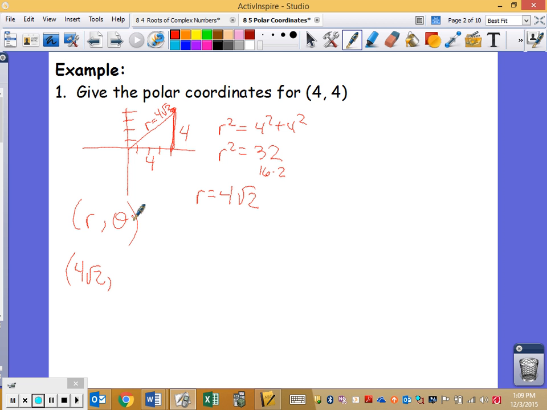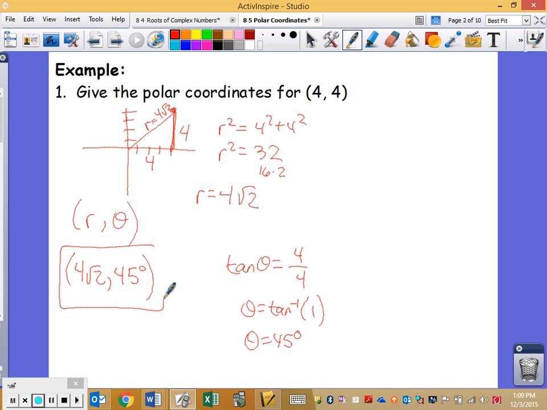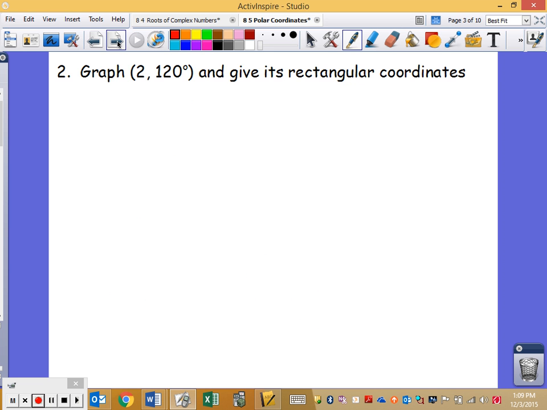How do I find theta? Theta, remember, is tangent inverse: tangent theta equals the y value of 4 over the x value of 4. If you take theta equals the tangent inverse of 1, you're going to get 45 degrees. So I know that my theta is 45 degrees. So I could graph the exact same dot if I go out 4 root 2 units at a 45 degree angle, I end up at the same spot. This is what I mean by a polar coordinate. If I give you the polar coordinate, can you give me the reverse? Can you give me the rectangular form?